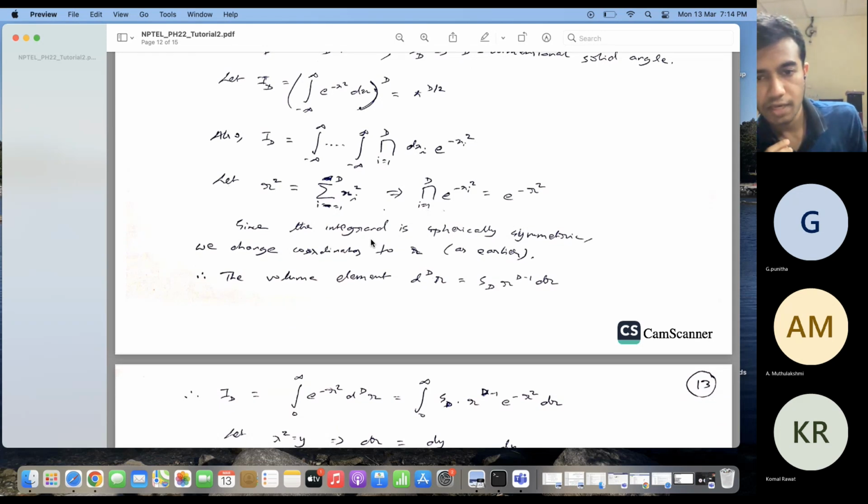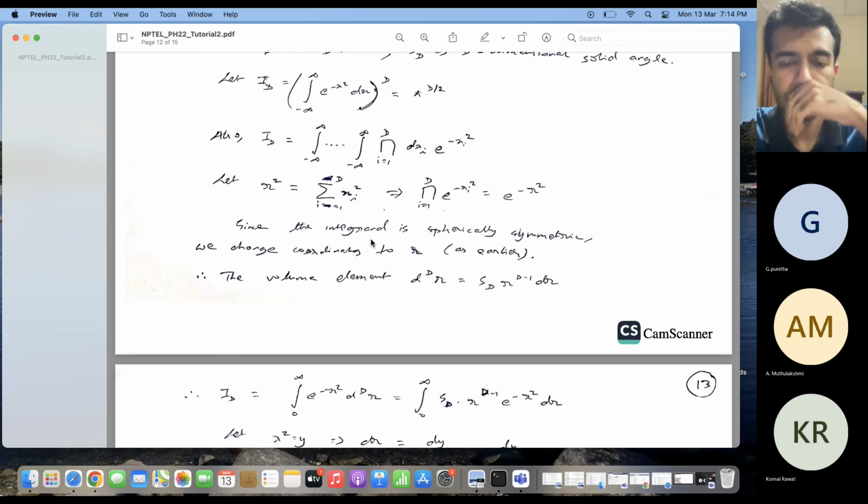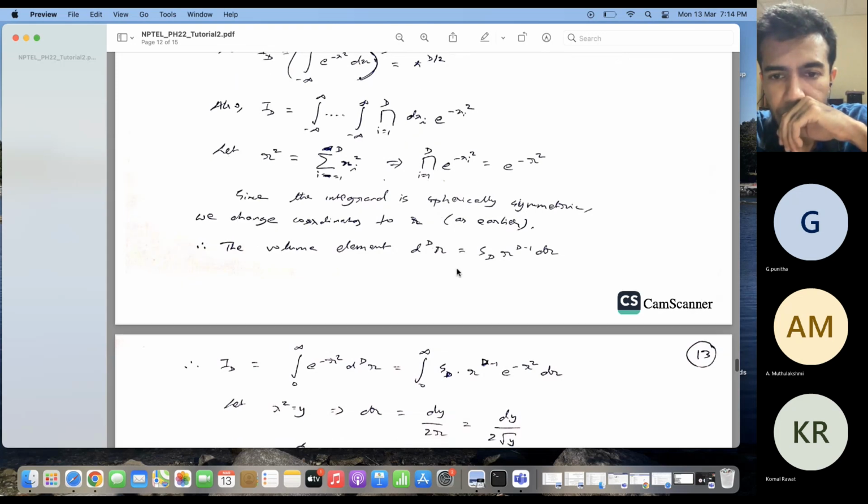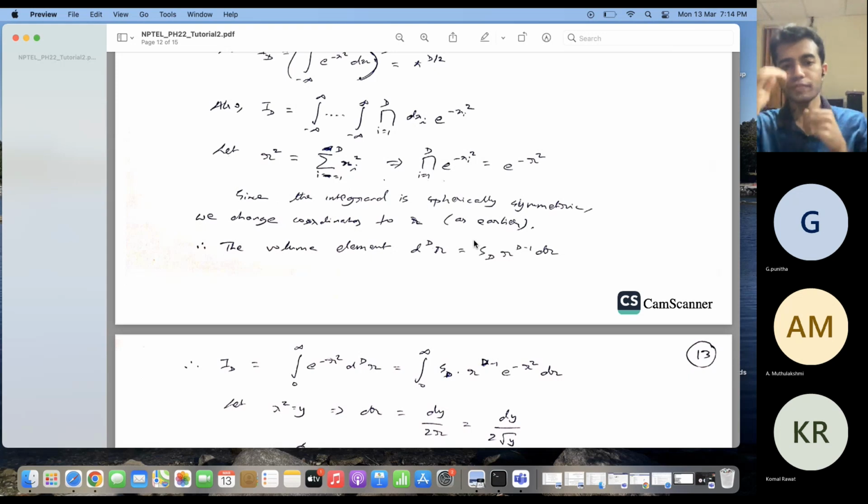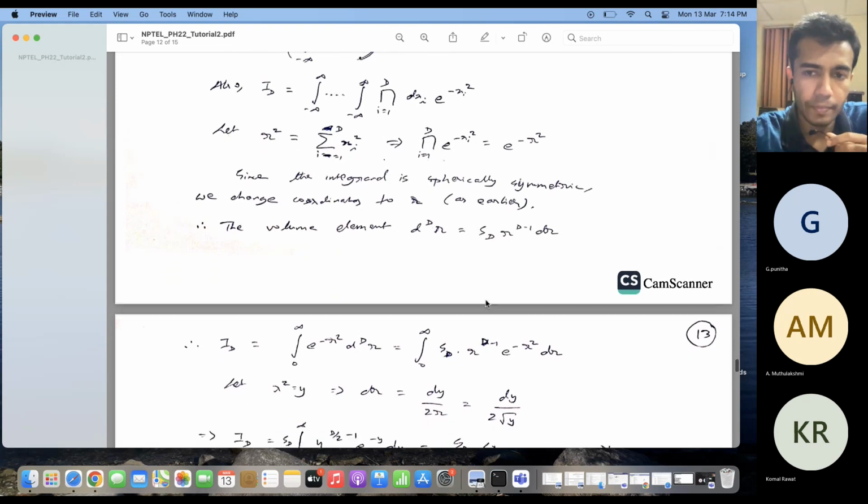Because the integral is a spherically symmetric integral. It's a Gaussian integral, so it's spherically symmetric. So if I make the substitution, then the volume element, that is the product over i equal to 1 to D of dx_i, is equal to the solid angle times r to the power D minus 1 dr. So this is a very general expression for a volume element in capital D dimensional space.